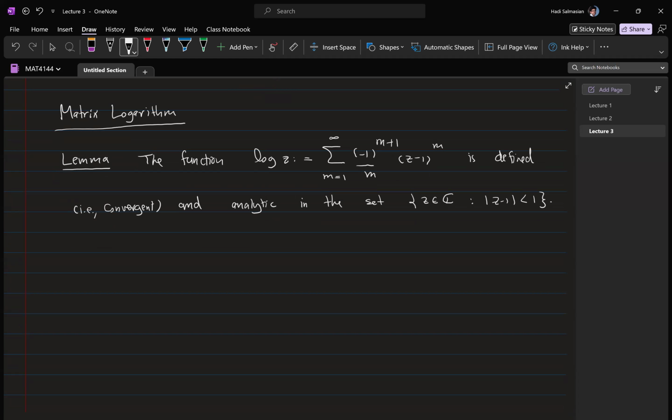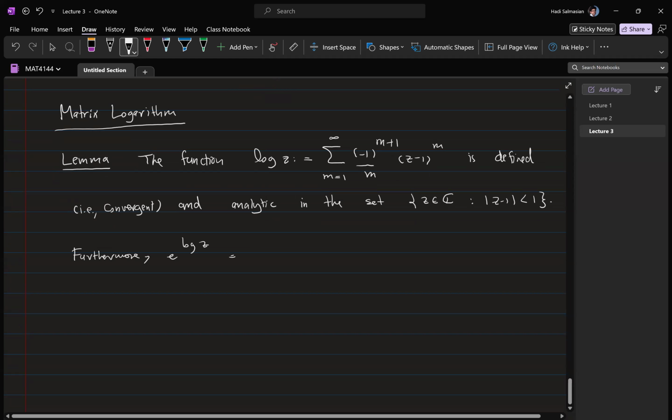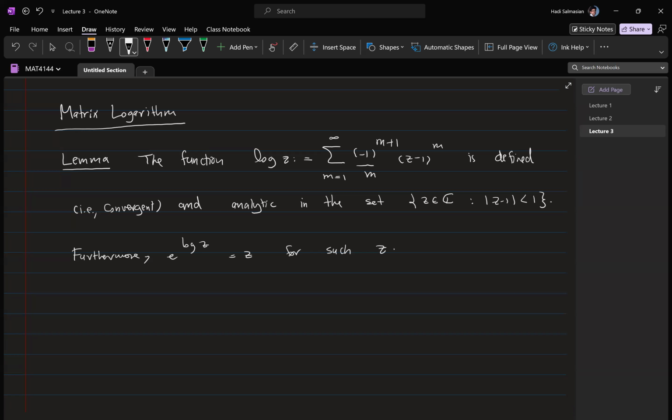And furthermore, e to the log z equals z for such z. So e to the any number makes sense. It's just that exponential series, which is always convergent for any complex number. The log, however, has some condition on the convergence. The claim is that e to the log z, whenever the series for log z converges, which means z belongs to the set, e to the log z will be z. Okay?